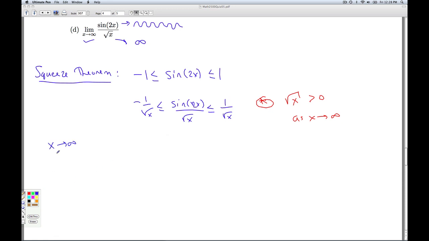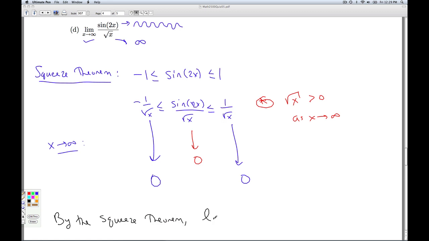As x goes to infinity, what's happening on the left bound? This is going to 0. On the right bound, this is going to 0. So what's inside has no choice but to go to 0. So by the squeeze theorem, the limit as x races off to infinity of the sine of 2x over the square root of x is 0.